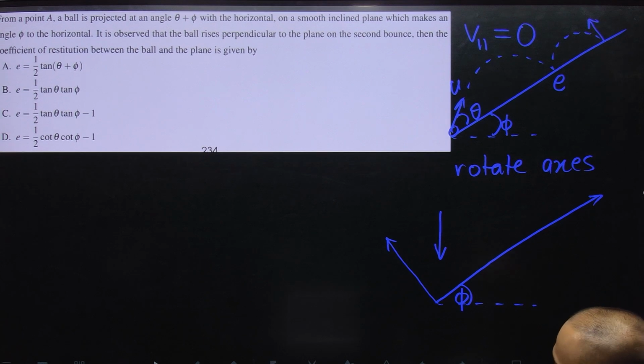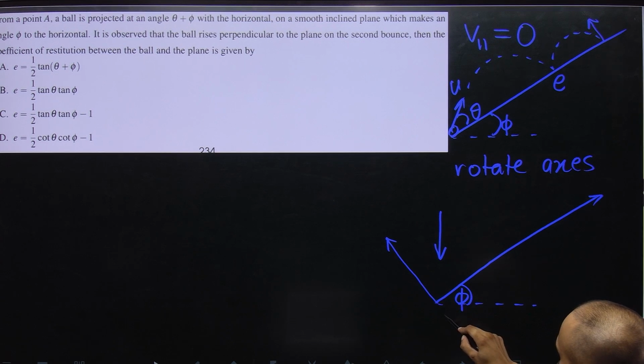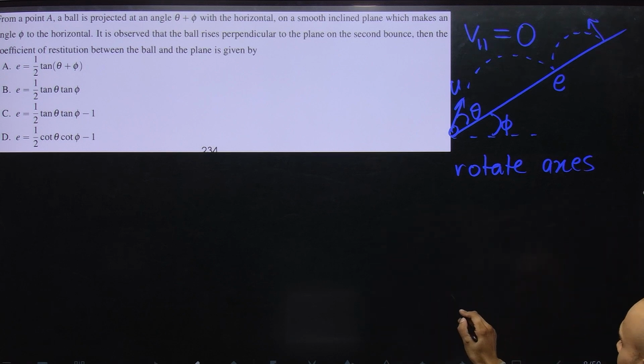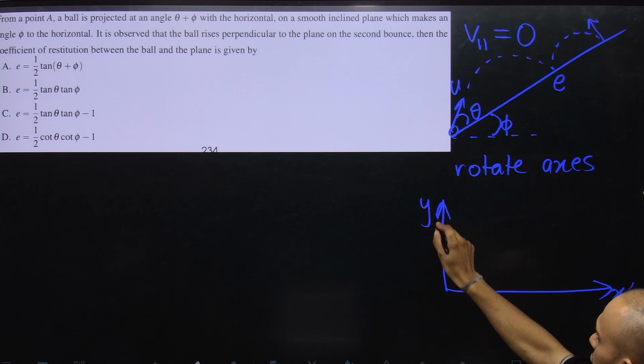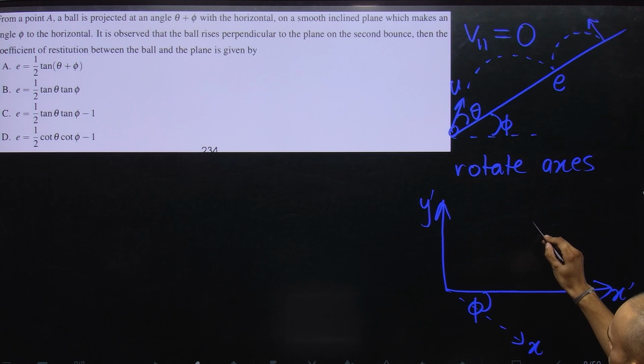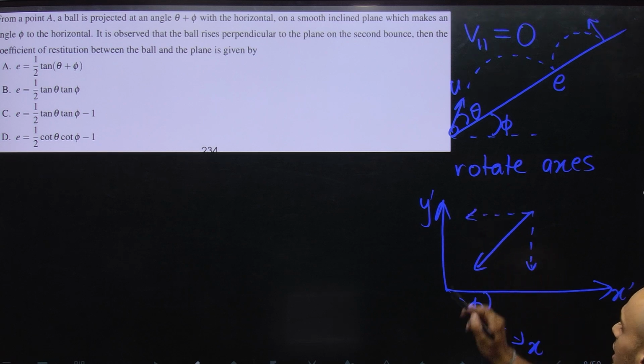Why am I not able to rotate this? Okay, fine. Let me just draw it individually. The x dash axis will be in the horizontal direction and the y dash axis will be perpendicular to it, and the actual horizontal x axis, our old x axis, will make an angle of phi with our new x axis, and acceleration due to gravity will also be perpendicular to our old x axis.